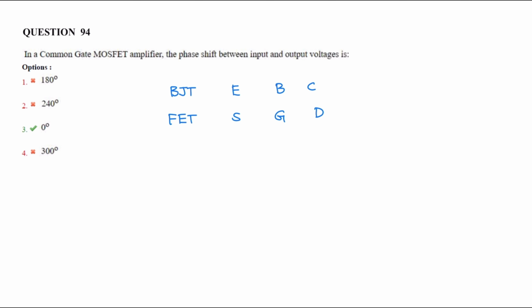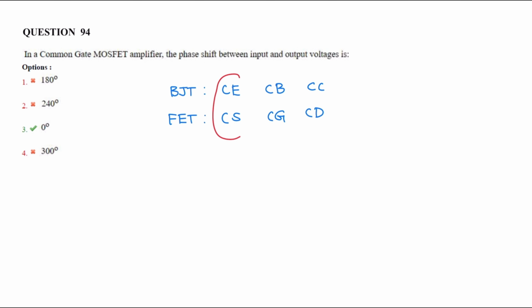Question number 94. In common gate MOSFET amplifier, the phase shift between input and output is? So we know that in BJT, the terminals are emitter, base, collector. Similarly for FET, the terminals are source, gate equivalent to base, and drain equivalent to collector. Common configurations in BJT are common emitter, common base, common collector. In FET, common source, common gate, common drain.